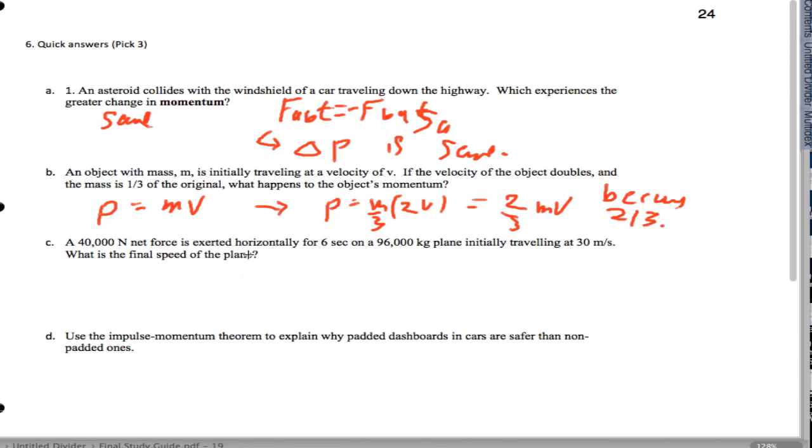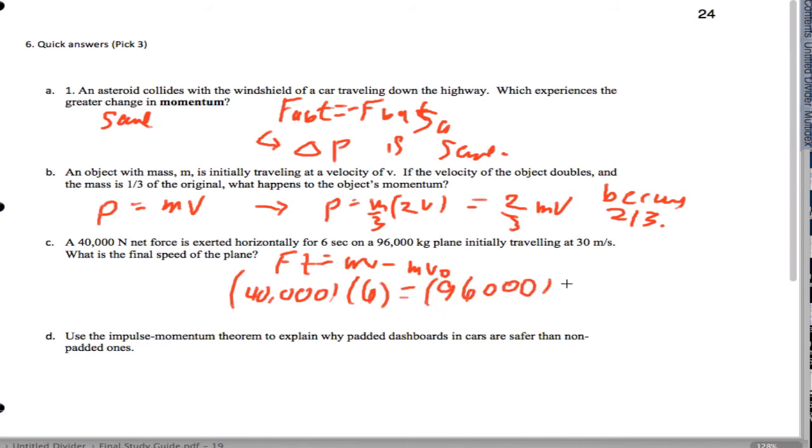Now here we go. A 40,000 Newton net force is exerted on a plane. We want to know the final speed of the plane. So this is an obnoxious one. We have Ft equals mv minus mv naught. So we're going to have 40,000 times 6 equals 96,000 times v minus 96,000 times 30. So we can actually go ahead and solve, and when we do that, the answer that we'll end up getting is 32.5 meters per second for the v.